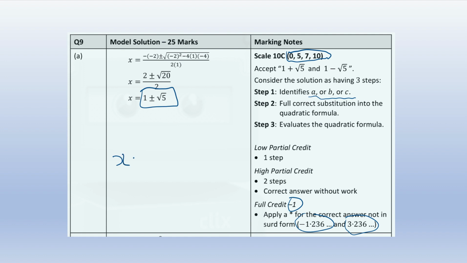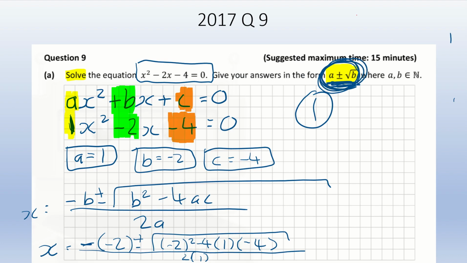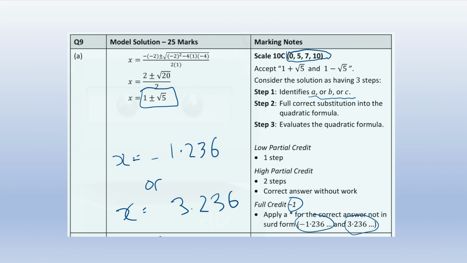You would have x is equal to minus 1.236, or x is equal to 3.236. If you put it like that, you're losing 1 mark because you haven't put the answer in the way that they wanted in the question. And just to go back to the question, this bit up here, a plus or minus root b. So it'd be an awful shame to do all that hard work and then lose a mark at the end just by not reading the question. So just be careful of that.